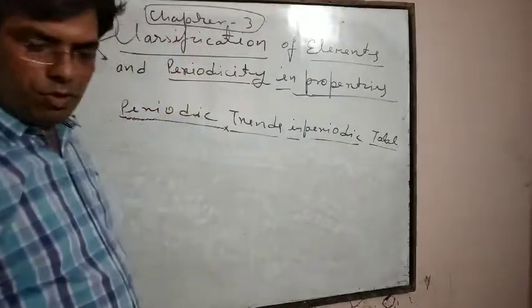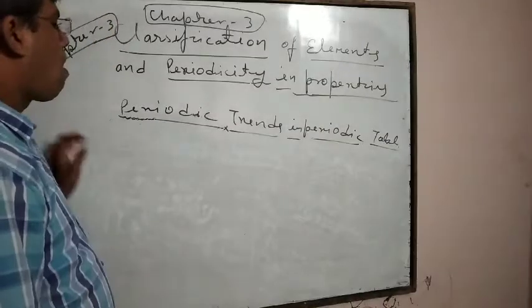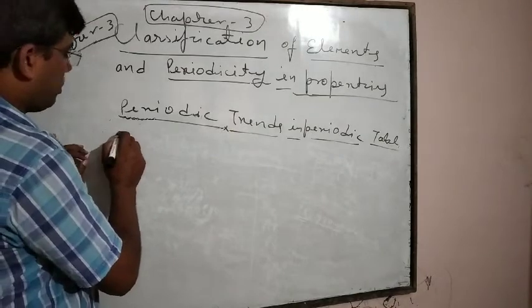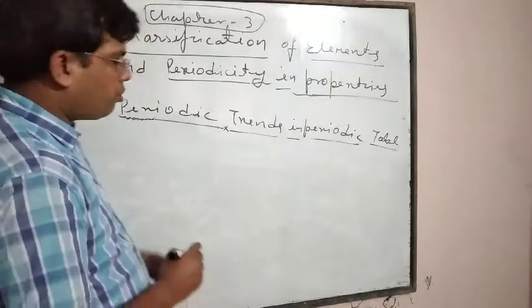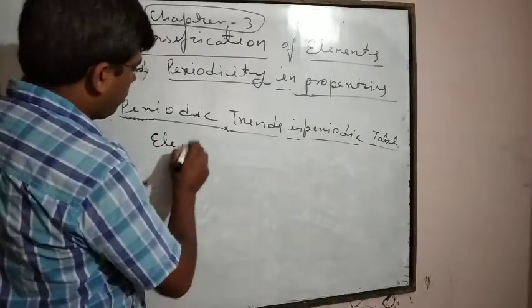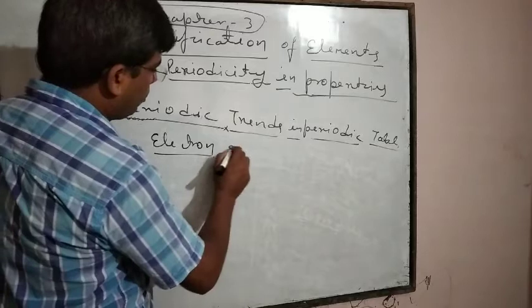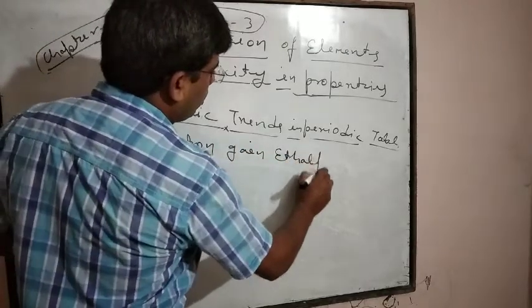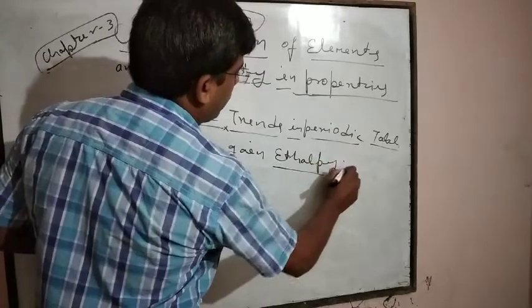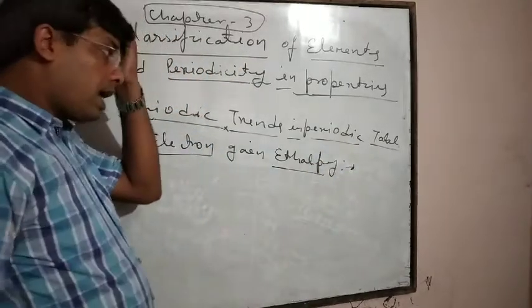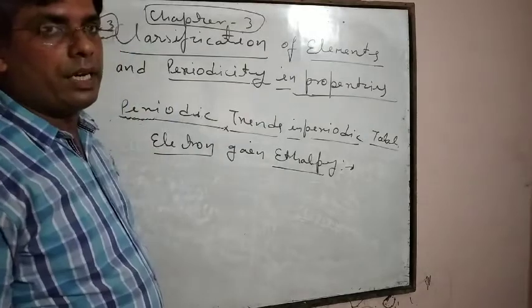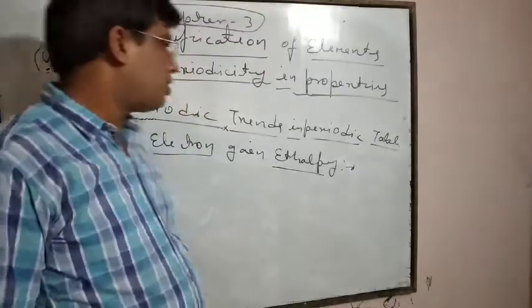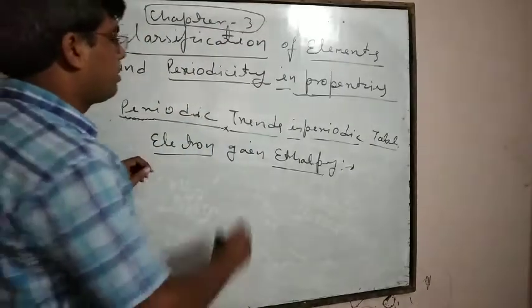Now we will discuss electron gain enthalpy. The next periodic trend is electron gain enthalpy. Earlier it was also known as electron affinity, but nowadays it is known as electron gain enthalpy.